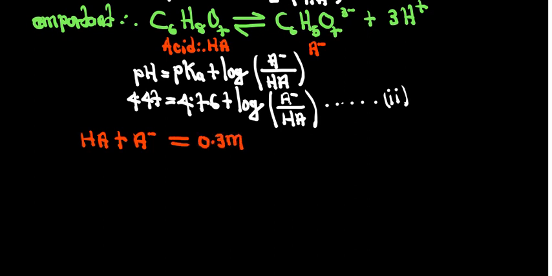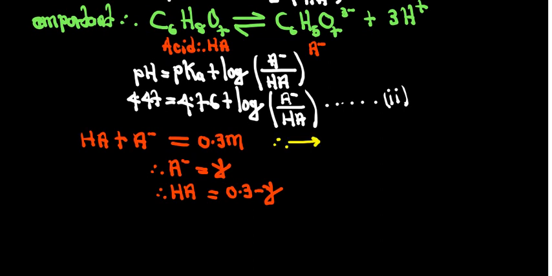So here we have it. Let's say the acetate ion is being equated to a letter known as Y. So to mean the HA is going to have an expression of 0.3 minus Y, because I'm trying to make HA the subject of the formula. Let me not confuse you. What I'm trying to do is work with this equation right there.